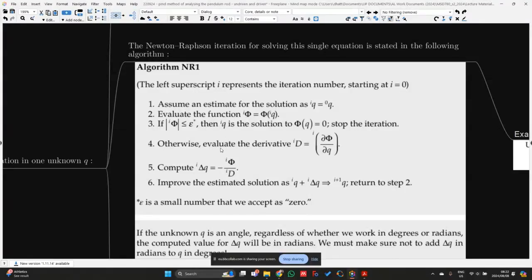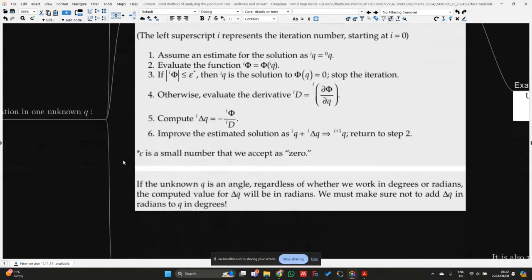Otherwise, we need to now iterate and we need to evaluate the derivative di, and this is simply d phi over dq. We compute delta qi, and that is then given by phi i divided by di, and we improve the estimated solution using this qi plus delta qi, which is then qi plus 1. So in other words, we use the known quantities over here to iterate on this step, and this will then be returned to step 2 over here. Okay, so epsilon over here is a small number that we accept as 0, so basically a tolerance that we specify on our solution.